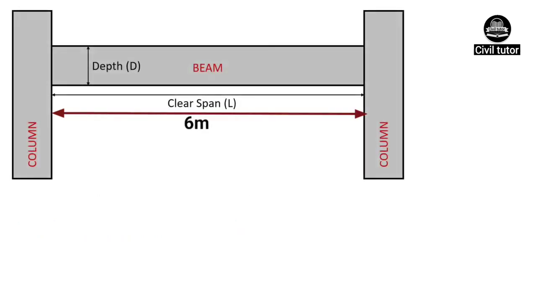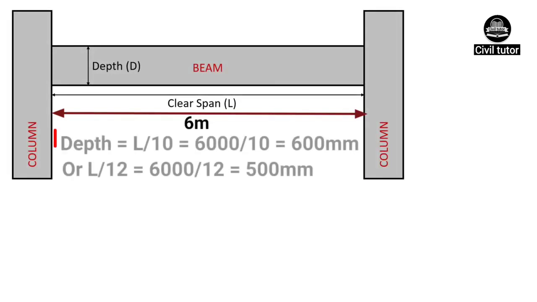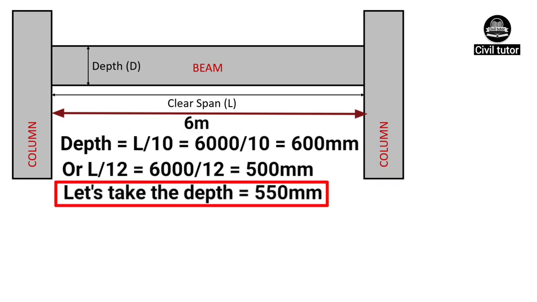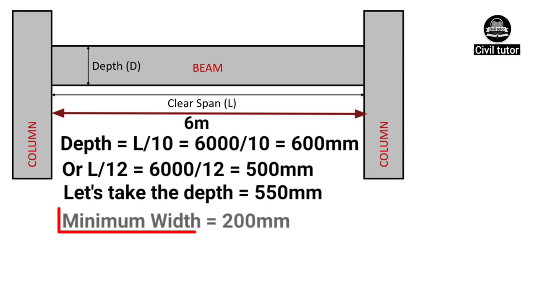Let's take another example of a 6 meter span. The depth will be given by 6000 upon 10, which is equal to 600 mm, or 6000 upon 12, which will be equal to 500 mm. Let's choose 550 mm as its depth. Now let's provide the minimum width equal to 200 mm.